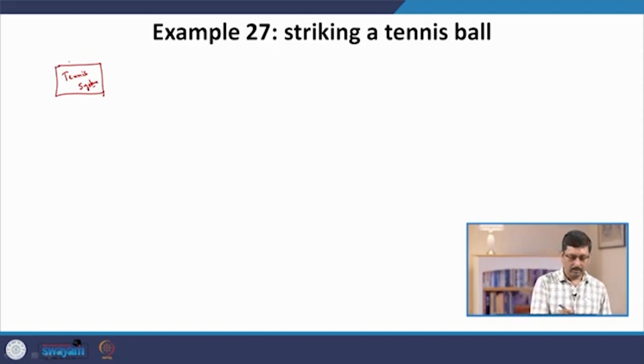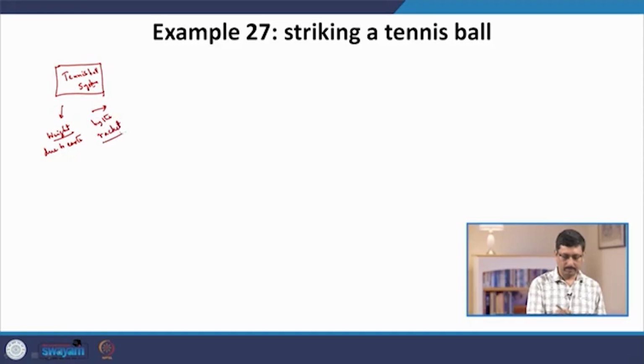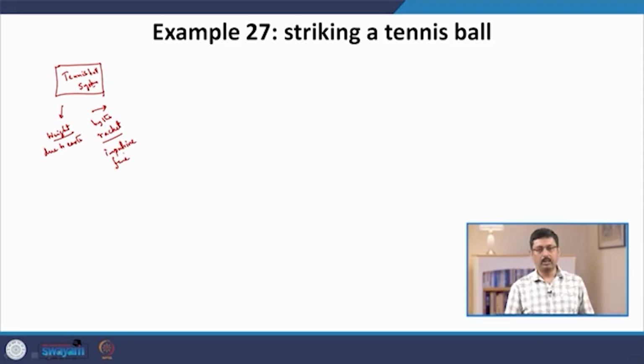So, in the surrounding, what are the forces acting on this tennis ball? One force is its weight, which is due to the earth. These are the interactions, and the other force in some direction is by the racket. This force is kind of an impulsive force due to collision, and this is a continuous force. Now, our goal is to analyze the problem.